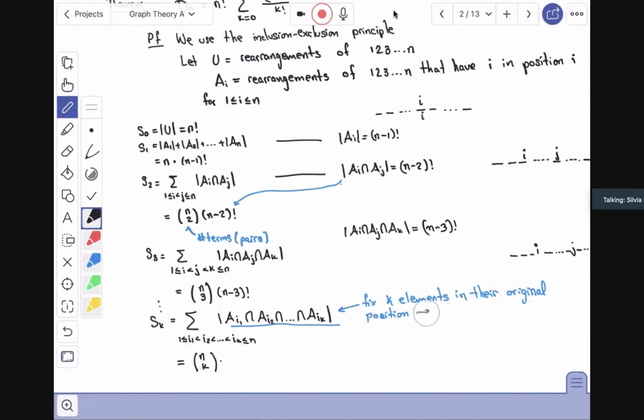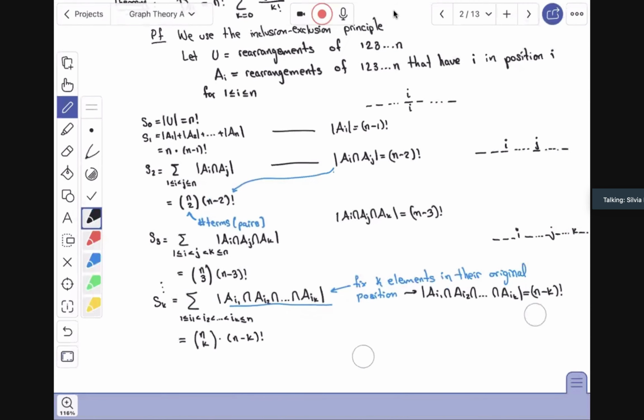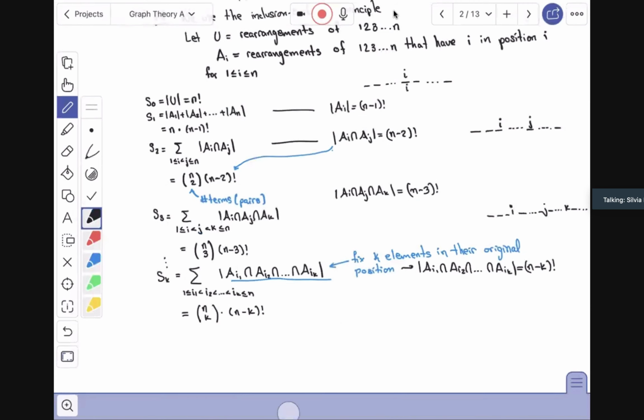Which means that for that cardinality, we only permute the rest. So that cardinality is the rest of the elements factorial, so here we have n minus k factorial. And the largest intersection we can have is the one with all of the elements. So, the last of these S values is Sn. Sn is simply the intersection of all of them.